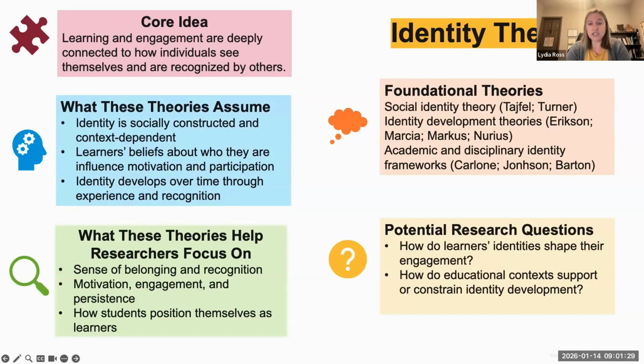Research questions in this tradition might include how do learners' identities shape their engagement, or how do educational contexts support or constrain identity development?